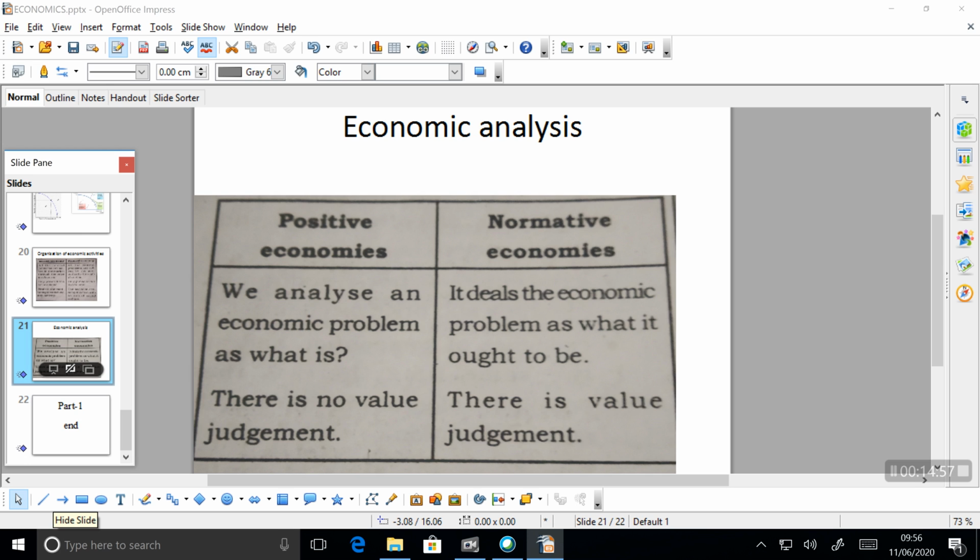It simply means positive economics analyzes an economic problem as what is. There is no value judgment. But normative economics studies or deals with the problem as what it ought to be, and there is a value judgment. These are the two important economic analyses, positive economics and normative economics.